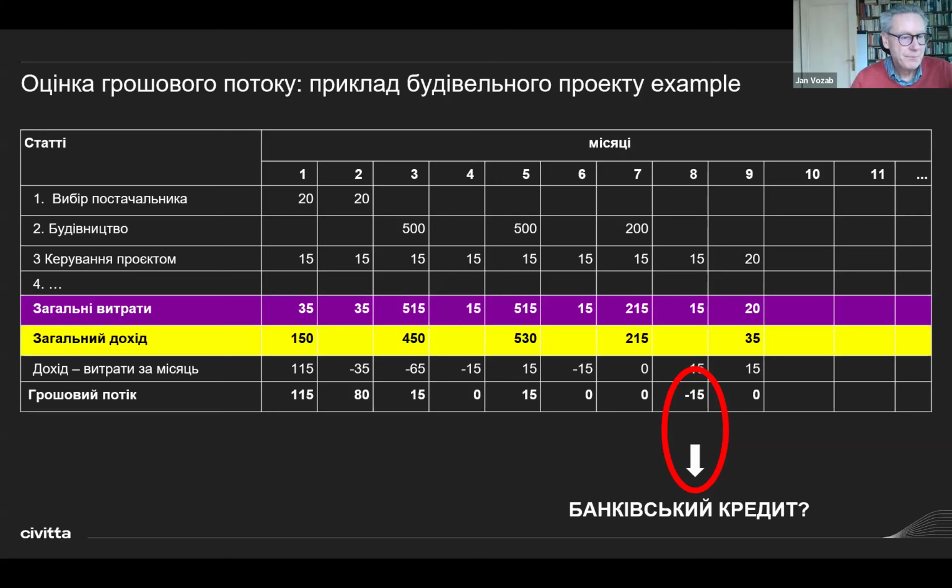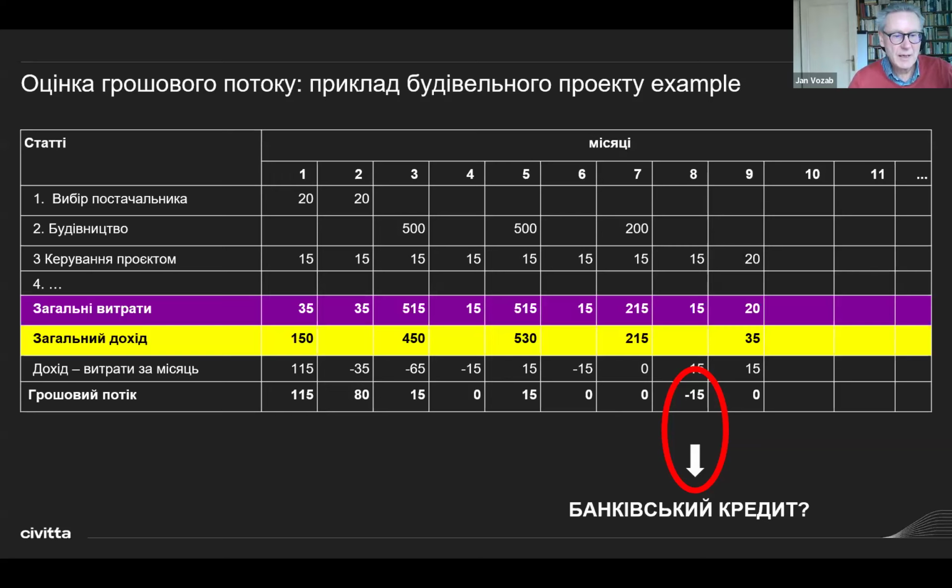In month number 3, you receive 450 money and you spend 515, but you still have 80 money from the previous month. So in the end, you've still got 15 money credit. And you do it the same until the end of the project.